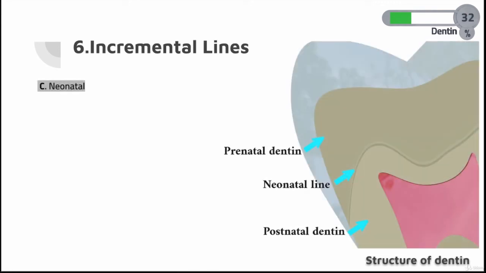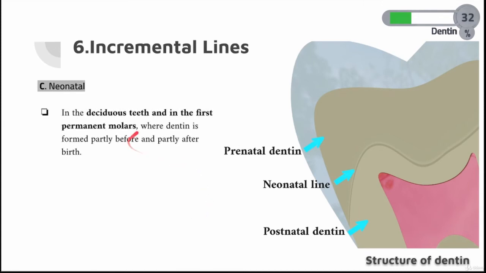Neonatal line. We can see it in deciduous teeth and in the first permanent molar. This line separates the prenatal and the postnatal dentin. So we can just see this line at the teeth which was developing at the time of birth. So we will find it in the deciduous teeth and the first permanent molars, where dentin is partly formed before birth and partly after birth.